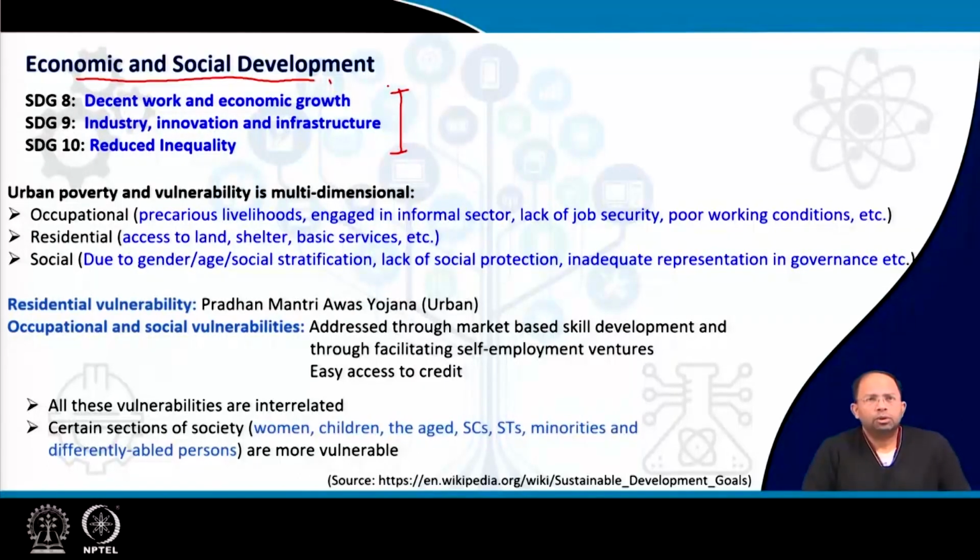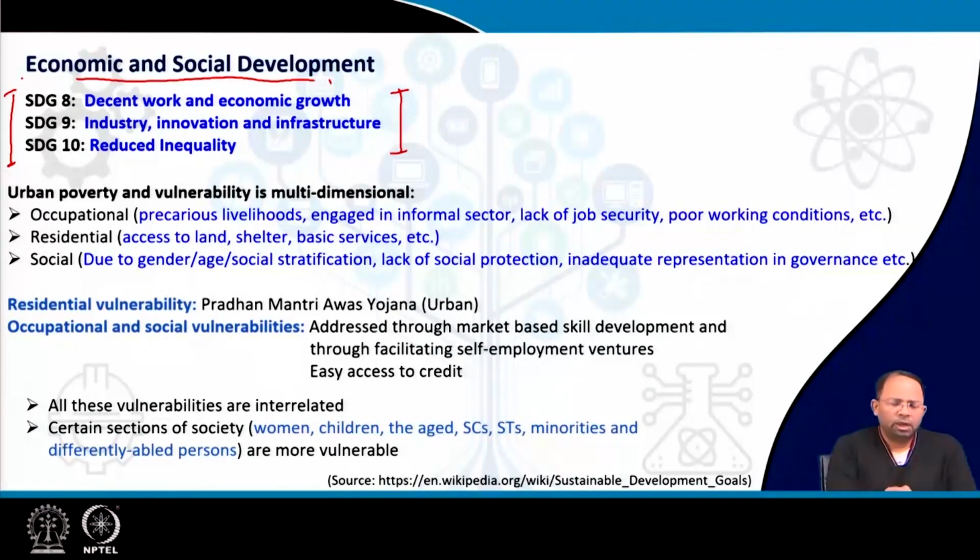Now, economic and social development. These are the three goals which we have listed. But in addition to this, there could be other goals as well. For example, this is directly connected with poverty reduction, goal number 1, and also reduction of hunger. So overall, economic development and poverty all go hand in hand.